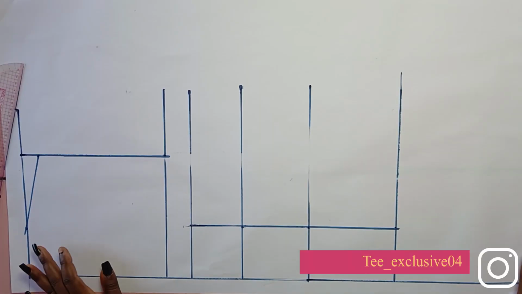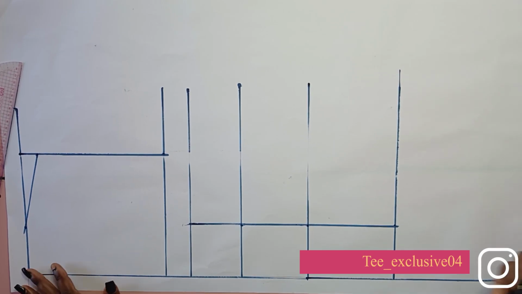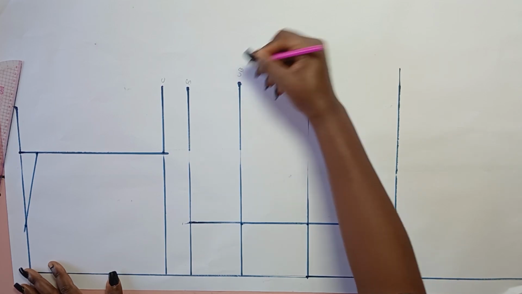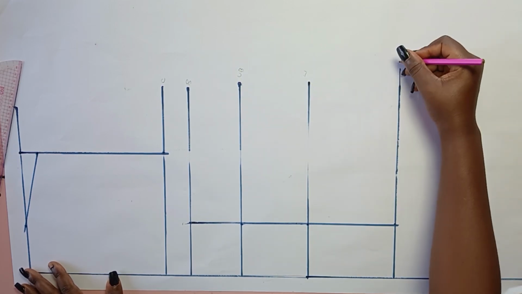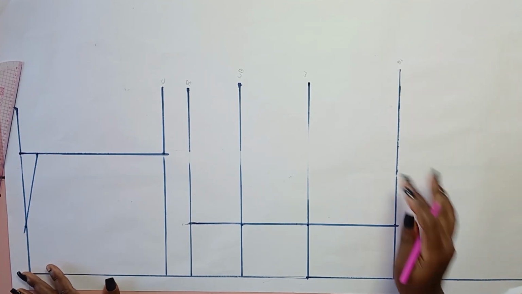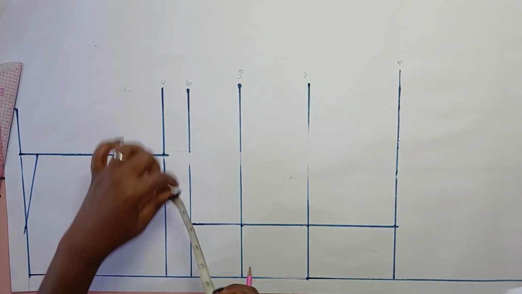Okay, so to draft this princess dart top now, we have the outline drawn out already. So this is my chest line, my bust line, the under bust, the waist, and from the waist I step down by 5 inches to get this length here. So once we have this, this is my nipple to nipple measurements. I'm going to go ahead and input all the measurements.